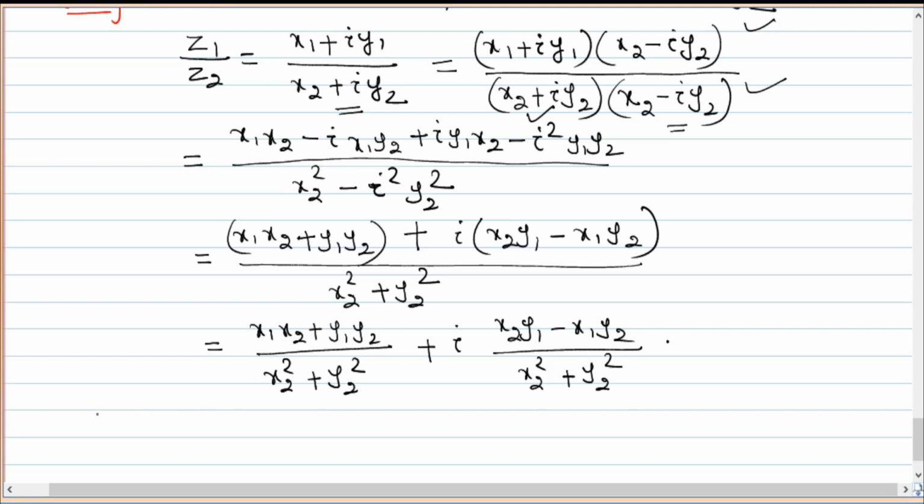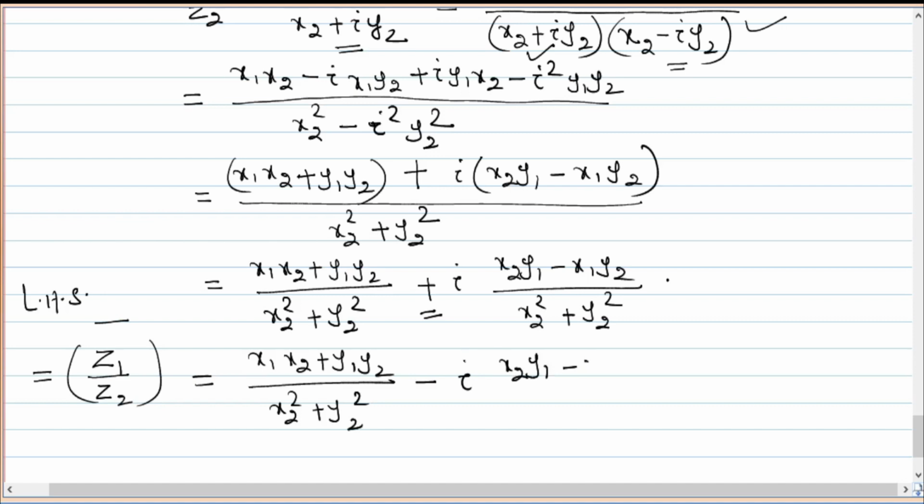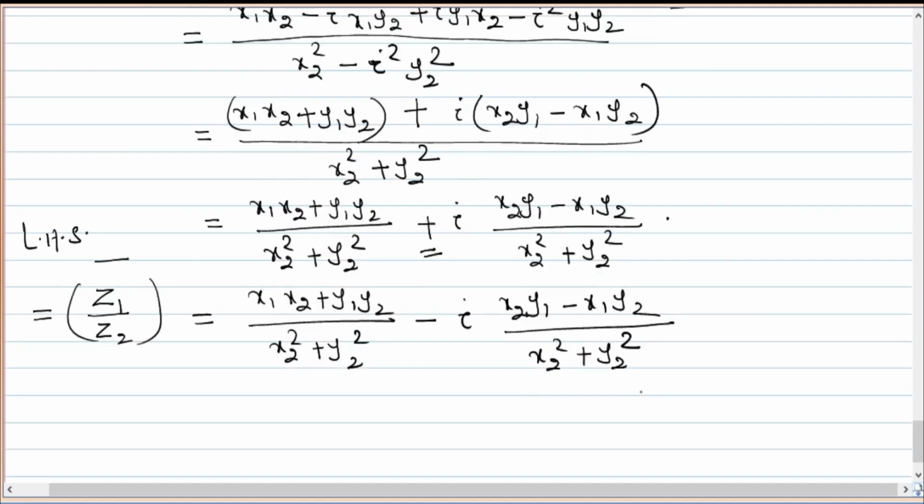Now we have to find the conjugate of this, z1 by z2 whole conjugate, that is the LHS, isn't it? So you can write LHS is equal to this much, that is nothing but x1 x2 plus y1 y2 all divided by x2 square plus y2 square, minus the imaginary part, only the sign changes to minus, x2 y1 minus x1 y2 all divided by x2 square plus y2 square.